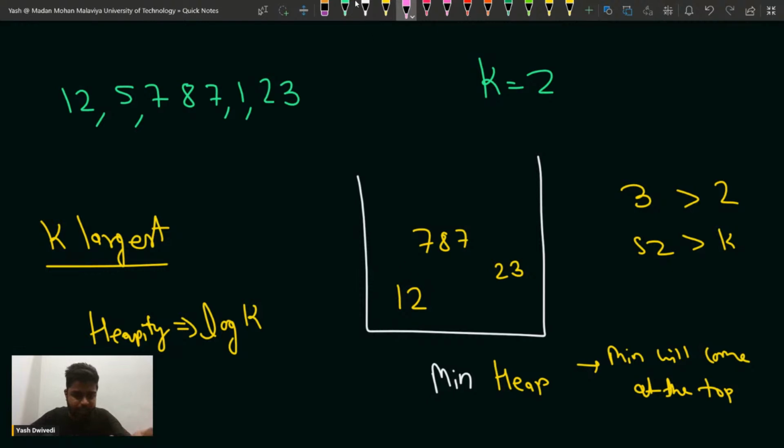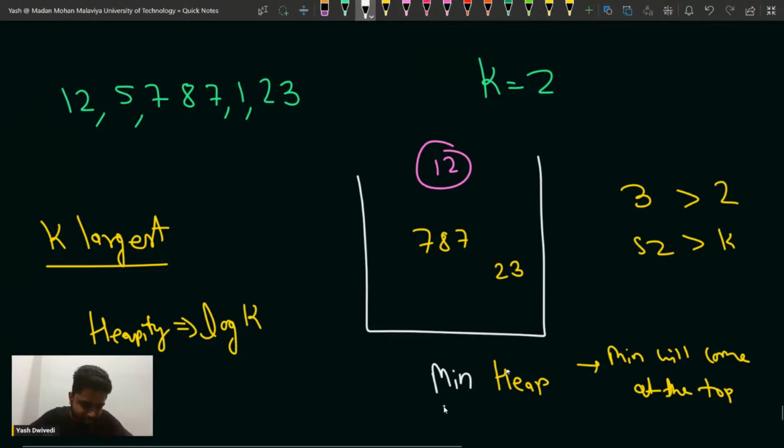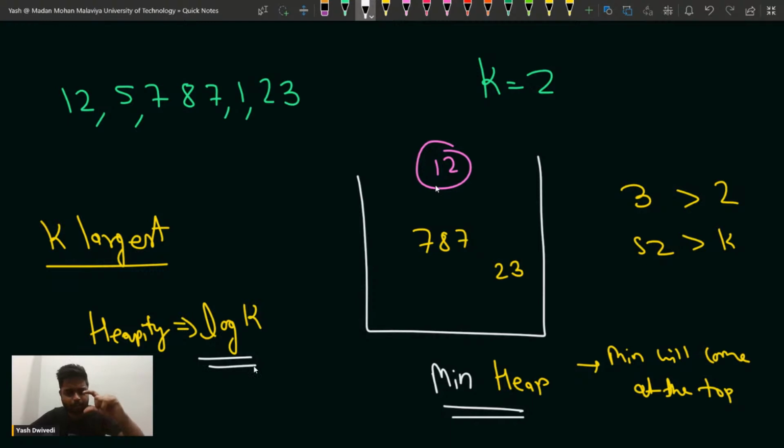Okay, so I'll remove the topmost element of the heap. So now what is going to be at the top? 12 is going to be at the top because it is the minimum element, since this is a min heap. The heapify process will take log k time and the minimum element will come at the top. Okay, so 12 will be removed from here.